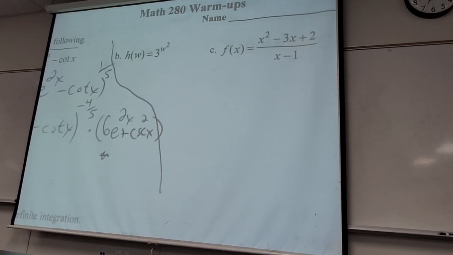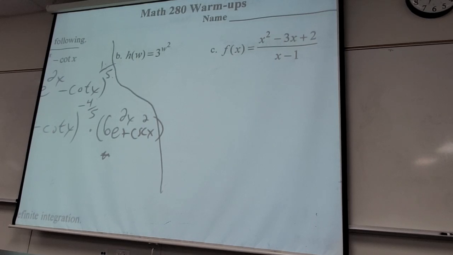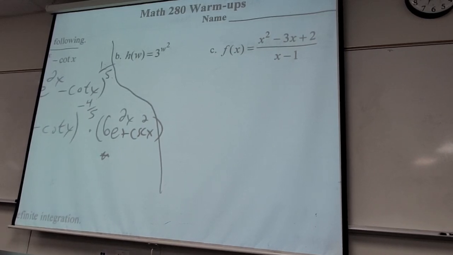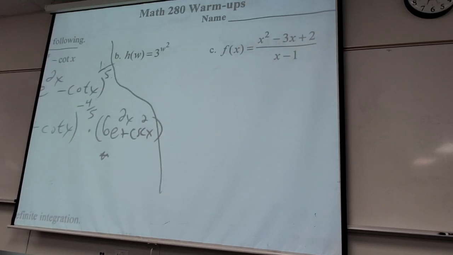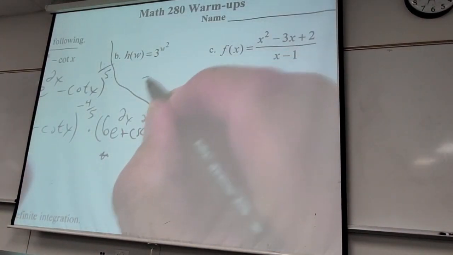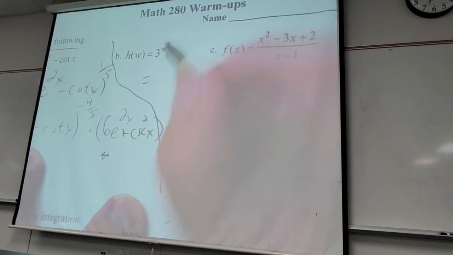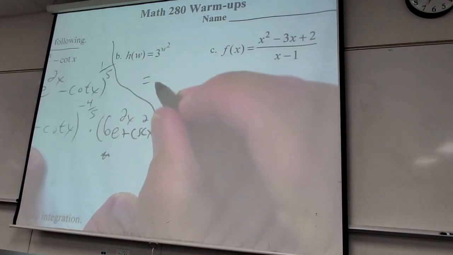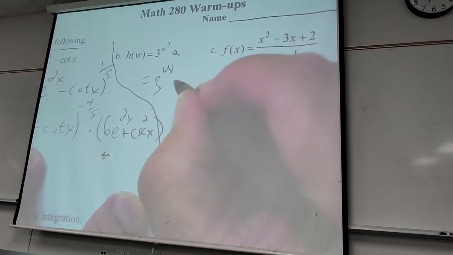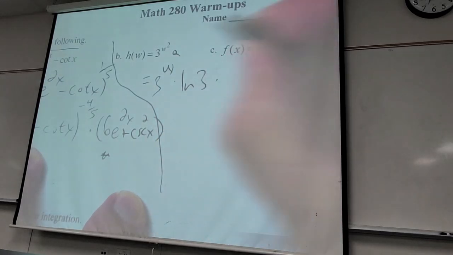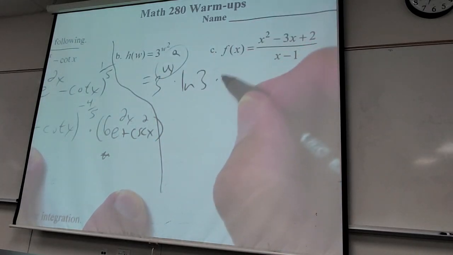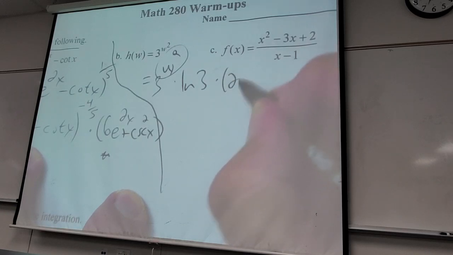e to the x is its own slope. It's off by natural log of e, which is 1, so it's its own slope. So the derivative of a to something is itself, just like e, times natural log of the base, times, of course, what has to show up? 2w. 2w for the chain rule.